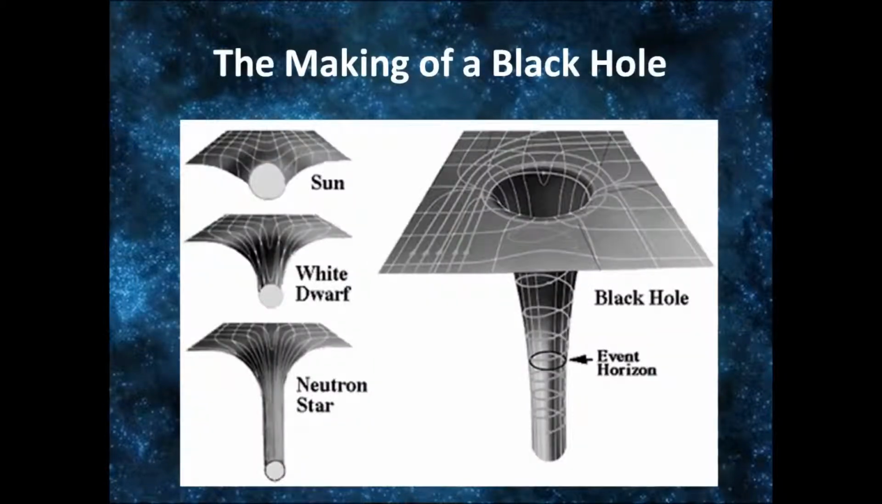The making of a black hole. So, in the top left we can see the Sun, also creating this bowl-like shape because it has mass. The white dwarf below it bends the universe more, creating more gravity, and the neutron star below it creating even more. The black hole on the right also has this bowl-like shape, except this time it creates a cylinder because it has a critical amount of mass. With an event horizon, the event horizon is the point of no return.